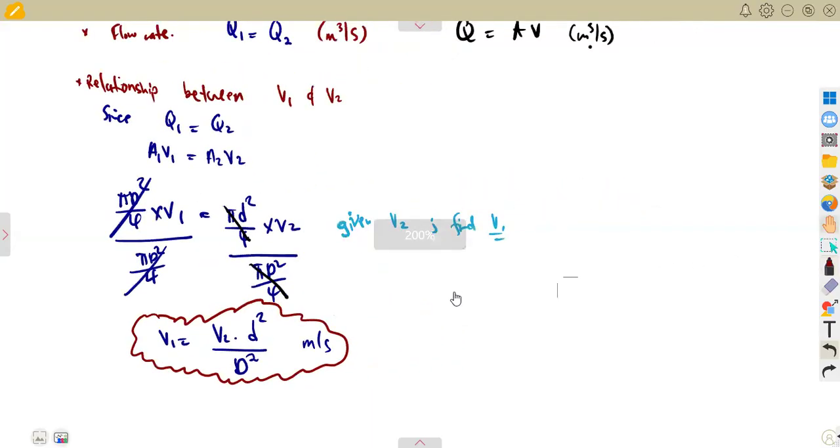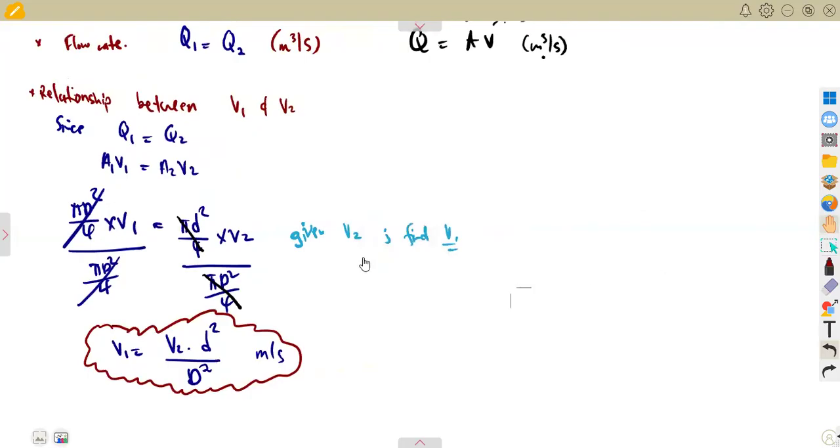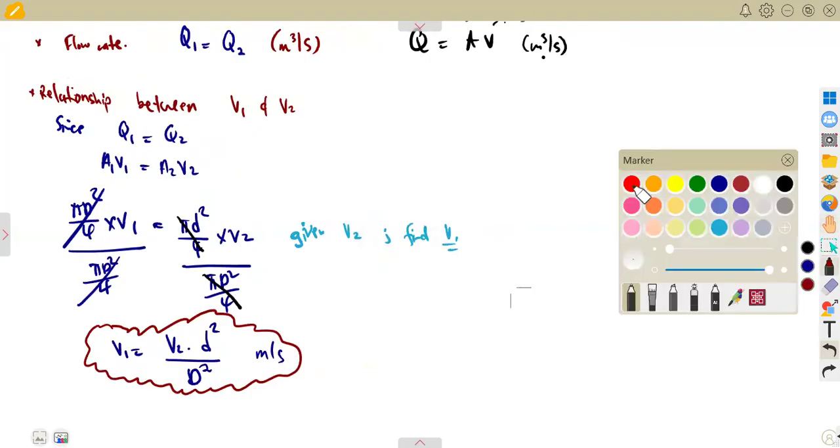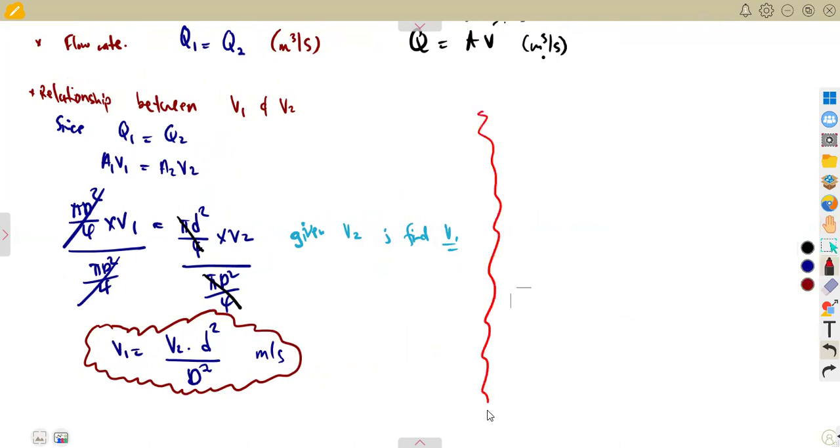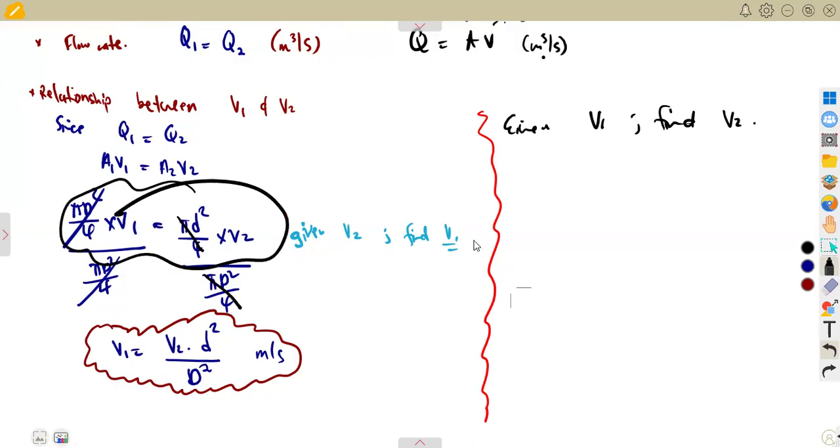Let's say we were given V1 and we are supposed to find V2. All right, it can be like that. It's not always that we are given V2. So it can be a condition that we are given V1, and we are supposed to find V2. Let's just start from here.